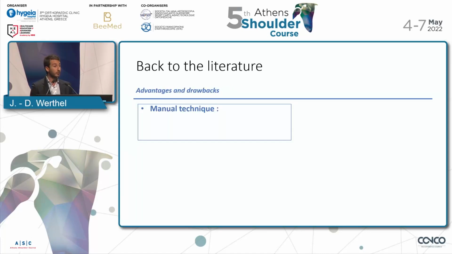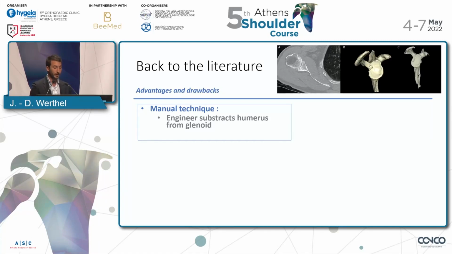So what are the advantages of a manual technique? Well, an engineer has to subtract the humerus from the glenoid, so it takes some time, but then sometimes it can be more precise. As you can see on the B picture, this has been done automatically without the help of an engineer, and too much of the glenoid has been removed. But the engineer has to place the landmark, so it takes time, and you cannot do it on your own.